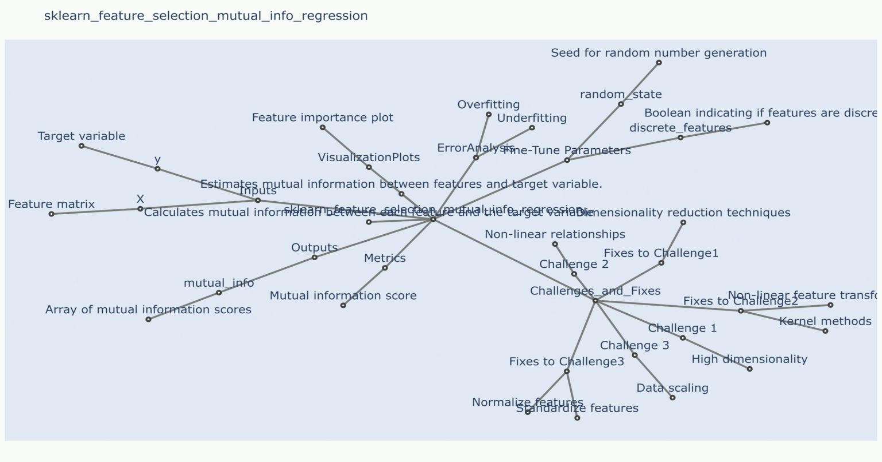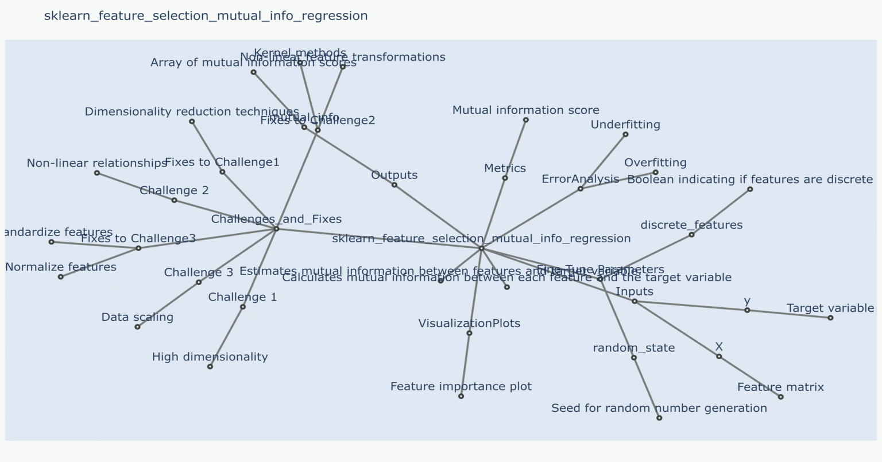Uncertainty methods. Bootstrapping: repeatedly sample with replacement from the data to estimate the distribution of the MI scores and provide confidence intervals. Cross-validation: split the data into multiple folds, calculate the MI scores on each fold, and average the results.